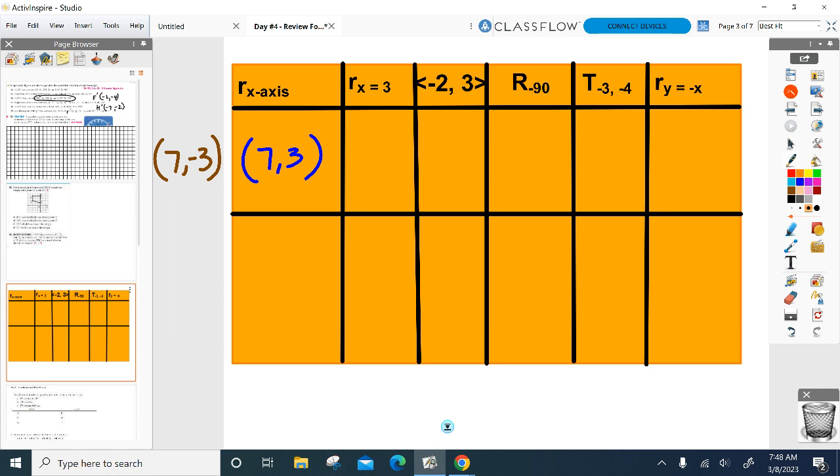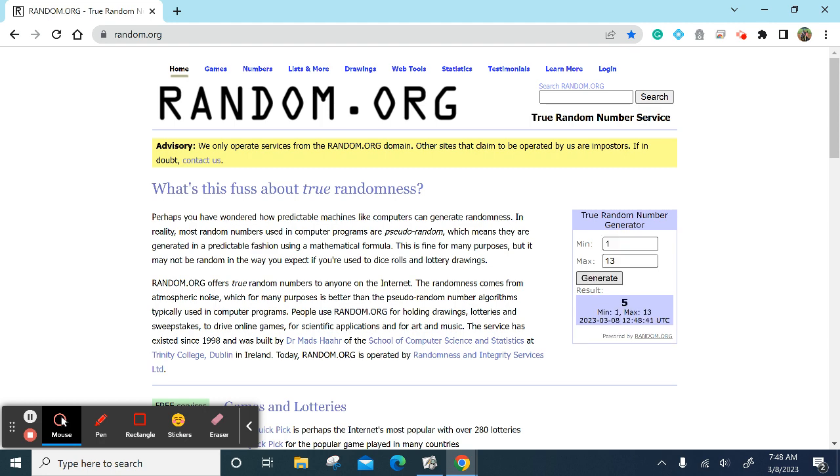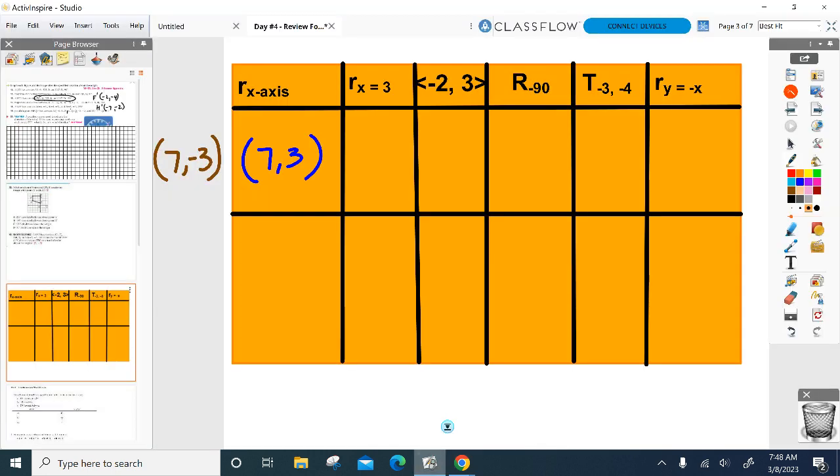Next up, what am I asking you? And remember, we're always going to go back to the original point here that Kara gave us. What am I asking you to do in the second one here? Reflect it over X equals 3.